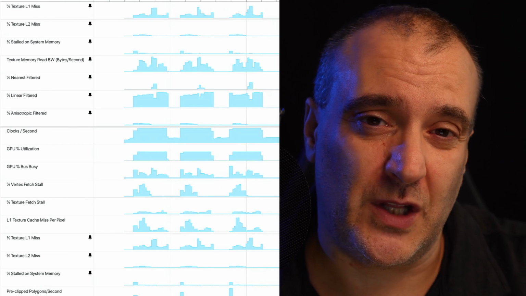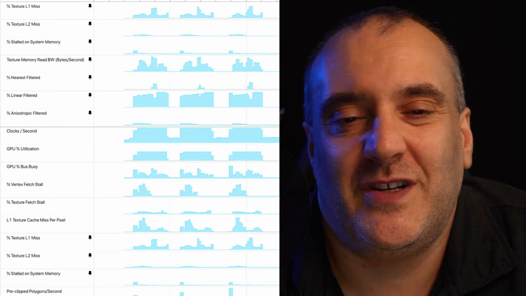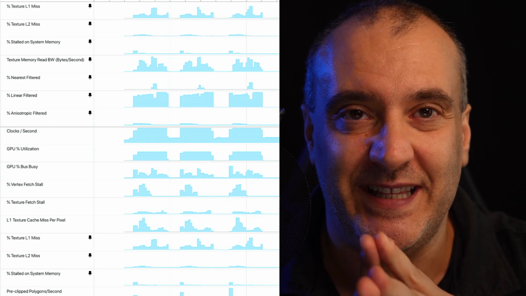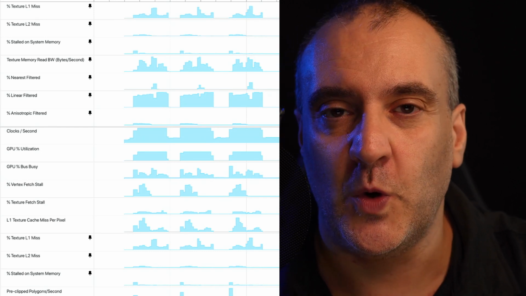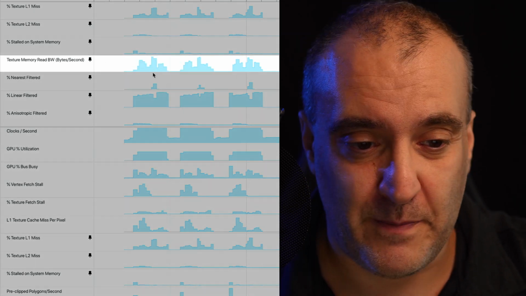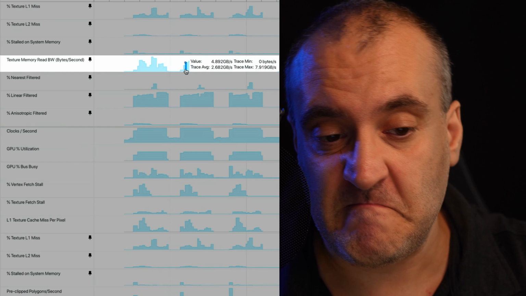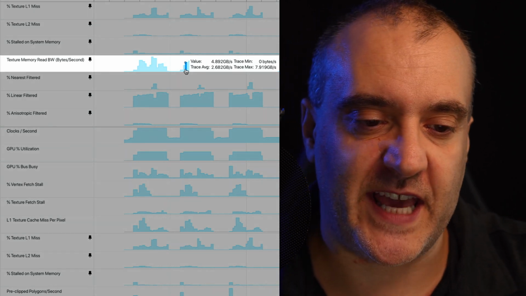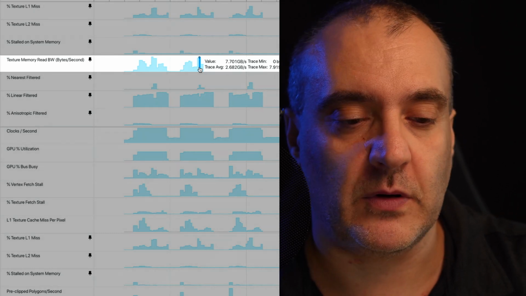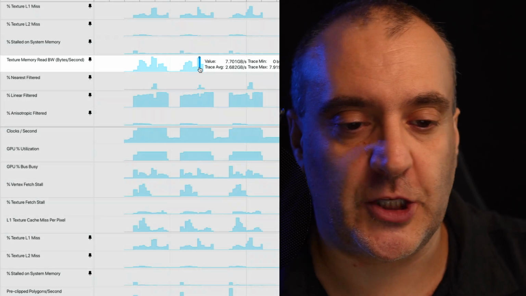I always begin with looking at texture bandwidth, and the reason is that it's a good counter to make sure that the texture being transferred to the GPU is not over a certain limit. For example, texture memory bandwidth on average should be below 1 GB per second, and peaks should never exceed 6. This game, for example, already blows up the budget.